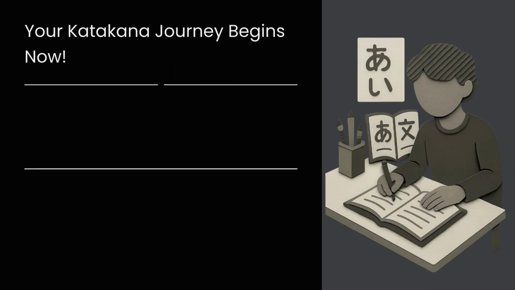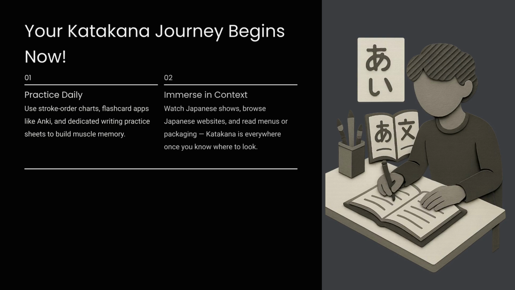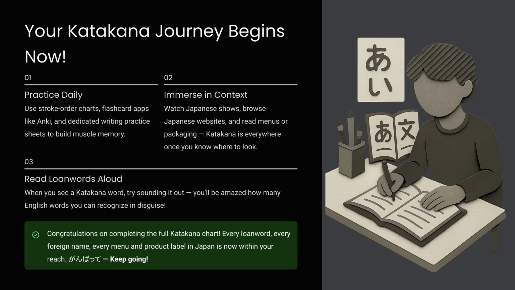Your katakana journey begins now. To achieve mastery, practice daily using flashcards and stroke order charts. Immerse yourself in context by watching Japanese media, and always read loanwords aloud to improve recognition. Ganbatte, keep going.